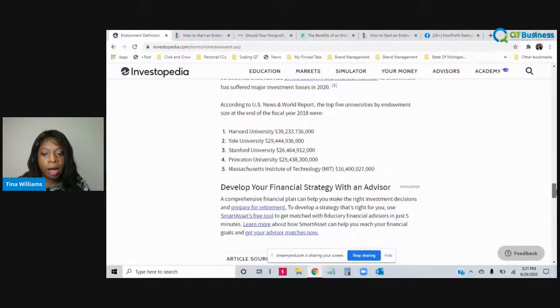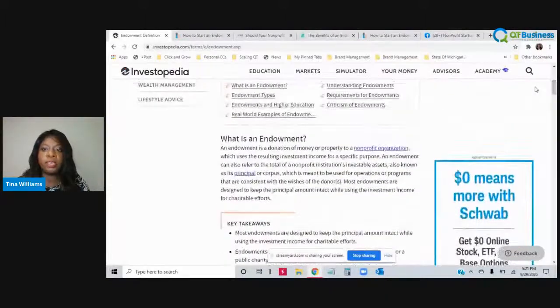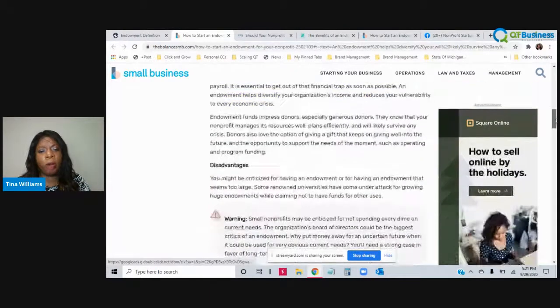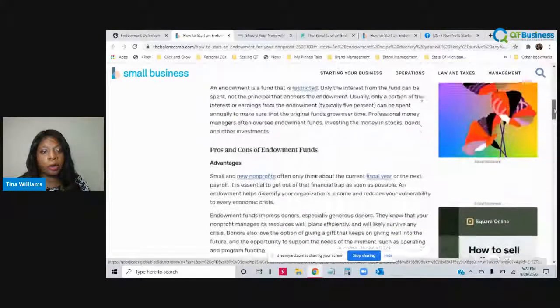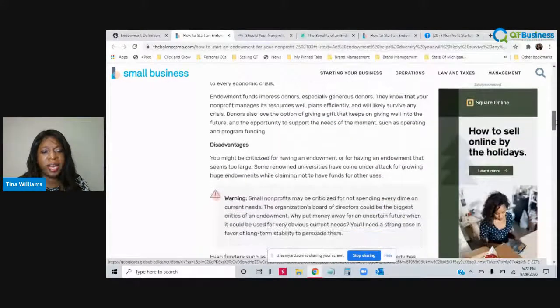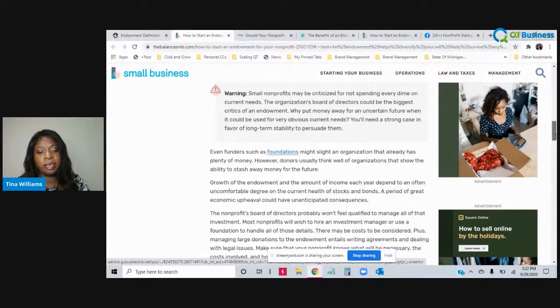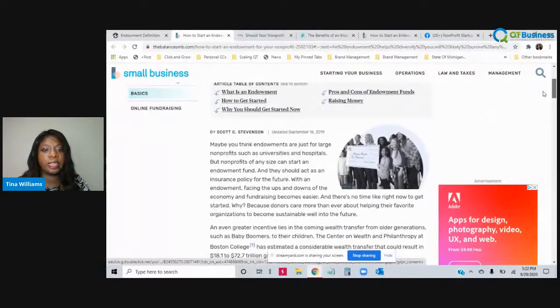So as you can see, Harvard has an endowment fund of over $40 billion, but endowment funds are something that you can use for your organization. The advantages of having an endowment fund is you always have something to fall back on if you're not getting grants in your organization. Disadvantages, sometimes the grant makers might say, well, you already have some money, and your endowment fund seems too large, and you might not get a grant maker to give you funds. But the point of having an endowment fund is to make sure that your organization is more stable.